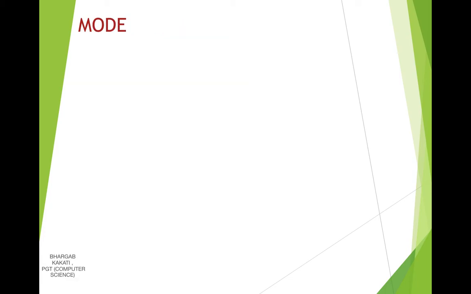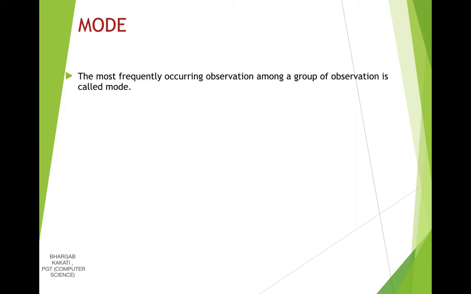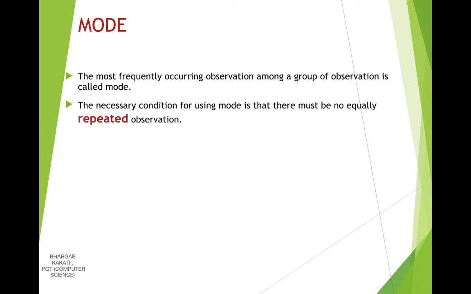Now let's go to the last measure of central tendency, which is the mode. So what is mode? The most frequently occurring observation among a group of observations is called mode. If you have a group of observations, and among that some observations are repeated, the observation that is repeated the highest number of times is known as the mode.